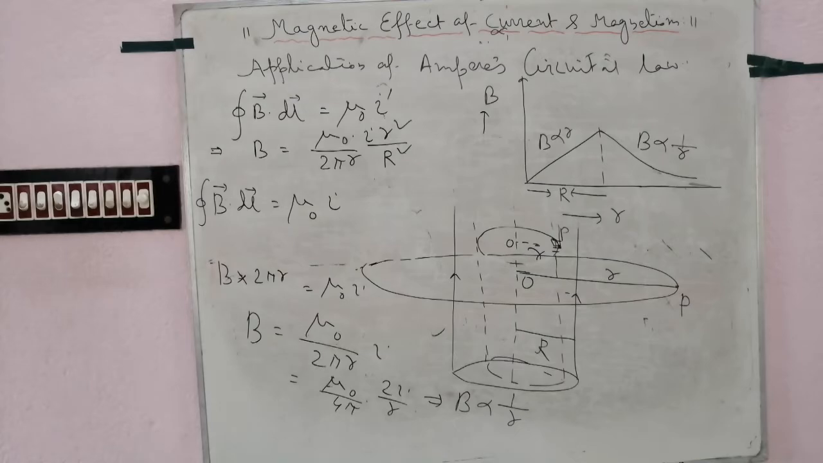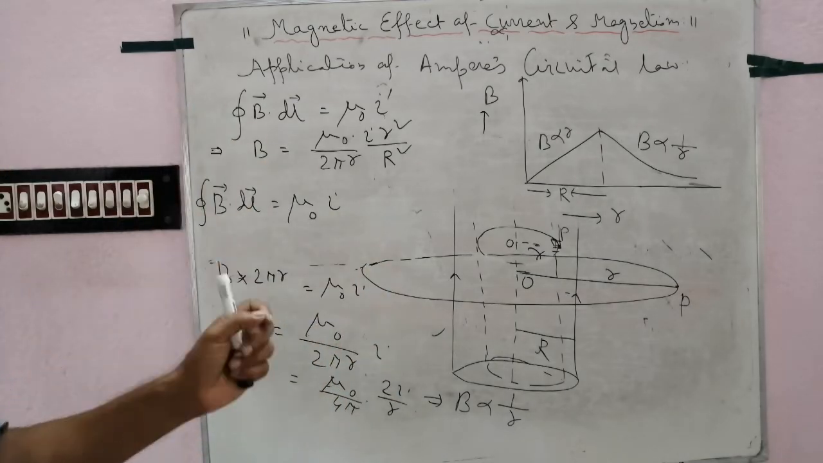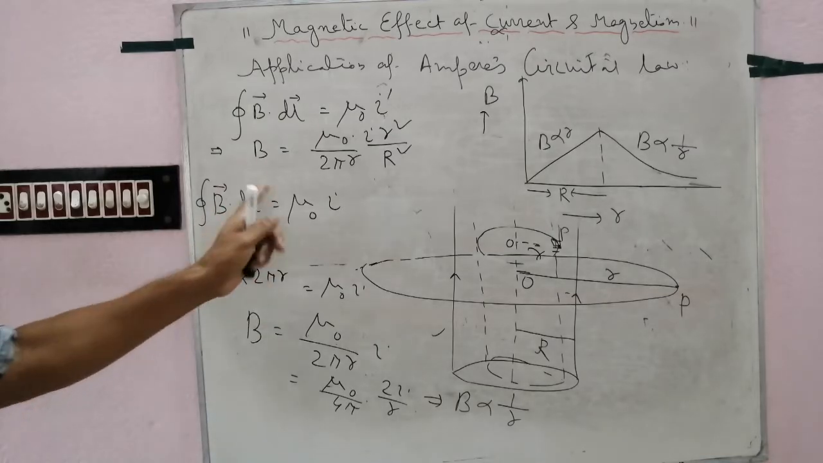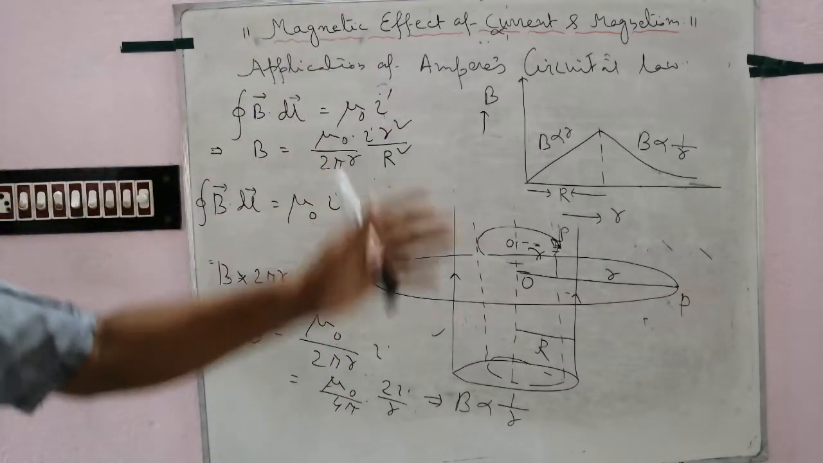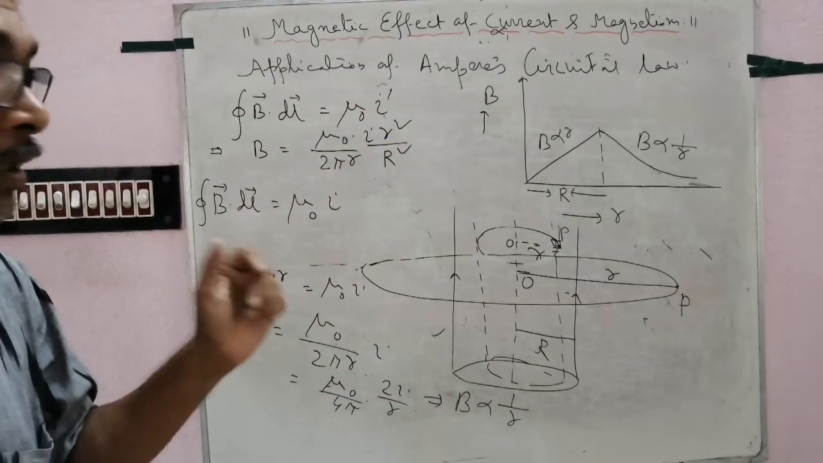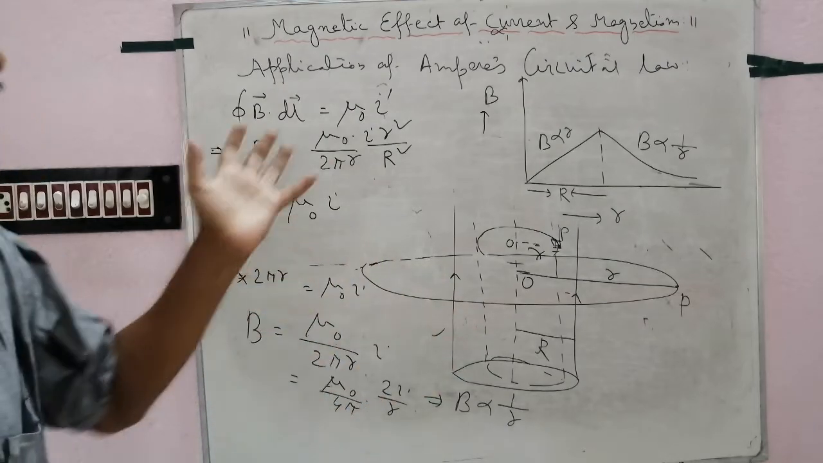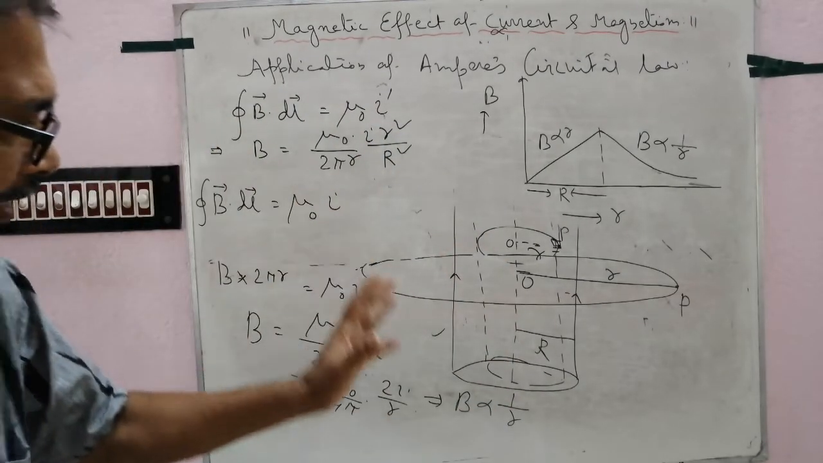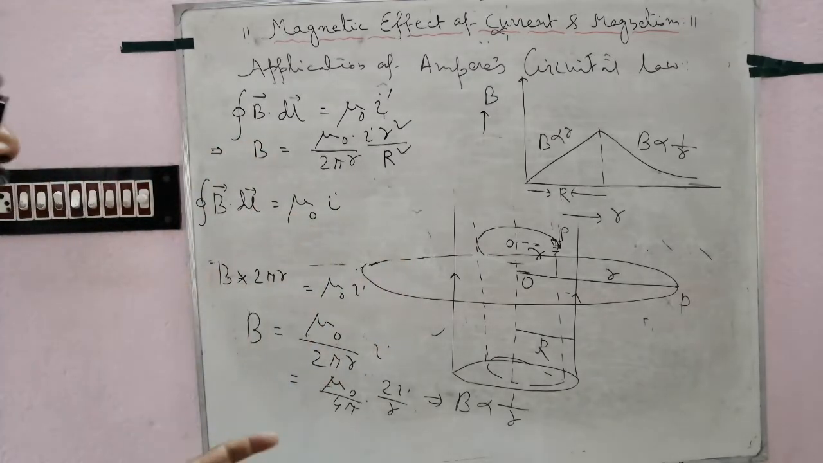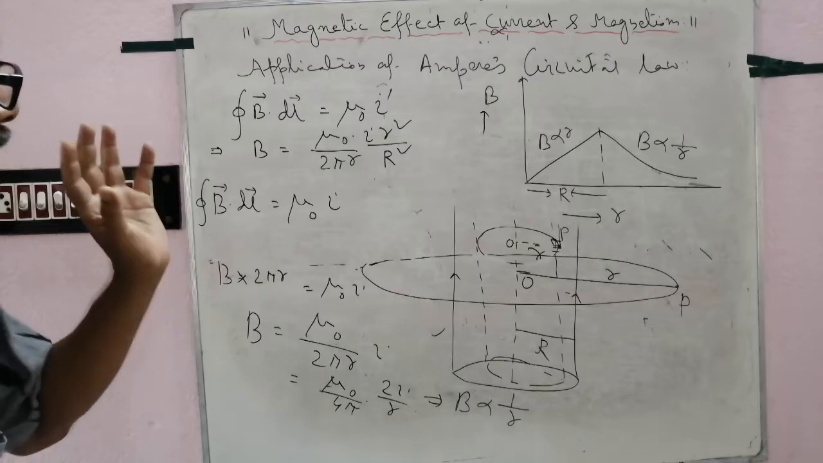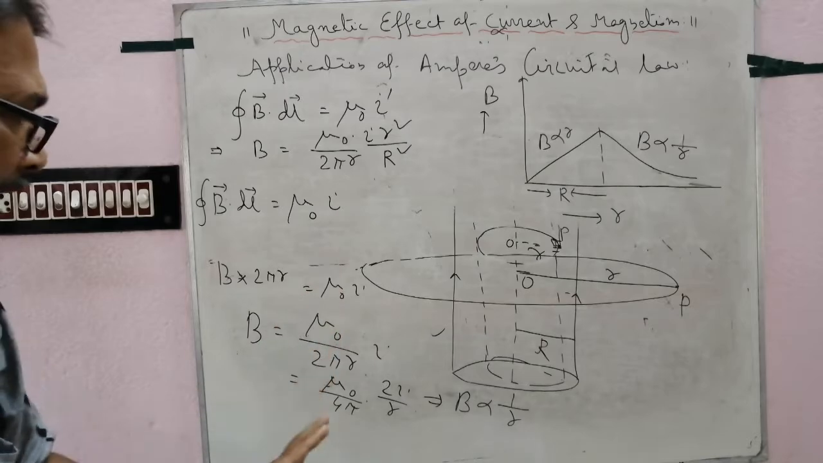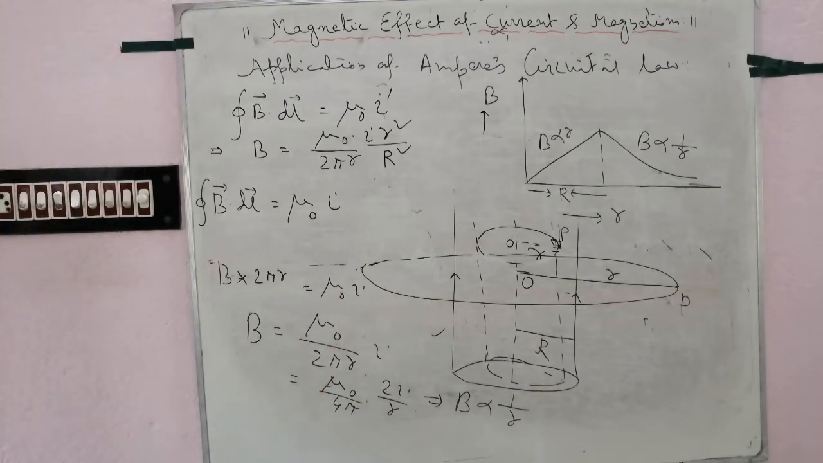Clear? For a thick wire, that is a cylindrical conductor, inside and outside, B is proportional to r and B is proportional to 1 by r. There are so many types of questions that may be set from this theory: big broad questions, graphical representation, mathematical problems, numerical problems, any type. But it is very easy for you to solve them if you keep this theory in your memory, the equations B proportional to r and B proportional to 1 by r. Okay.